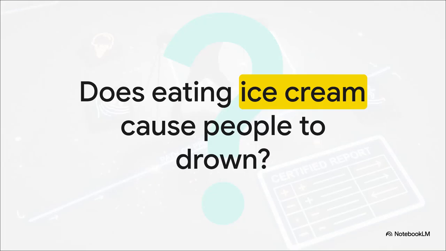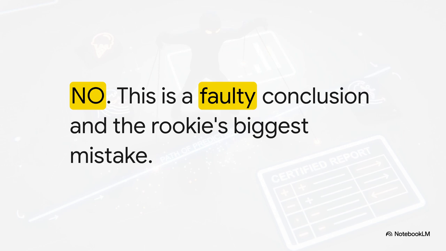So the rookie detective, staring at this crystal clear pattern, asks what seems like the obvious next question. Is there a direct link? Does eating ice cream somehow cause people to drown? I know, it sounds totally absurd when you say it out loud, but the data pattern is sitting right there in front of you. The answer is a hard, definite no. That conclusion is just flat out wrong, and falling for this illusion is the rookie's single biggest mistake.